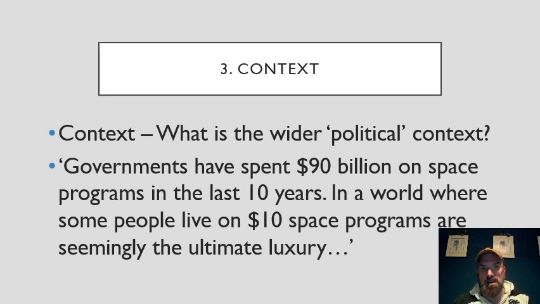So for example here, imagine you're doing an EPQ on, should we build a base on the moon, or should we go to Mars, or should we invest 10% of our GDP in space programs, or something along those lines. What you want to do is put space programs in a sort of wider political context. Governments have spent 90 billion on space programs in the last 10 years in a world where some people live on $10 a day. No, that's far too much. $10 a month or something, I think it was. Space programs are seemingly the ultimate luxury. So you're not just focusing on space programs, you're putting it in a broader context.